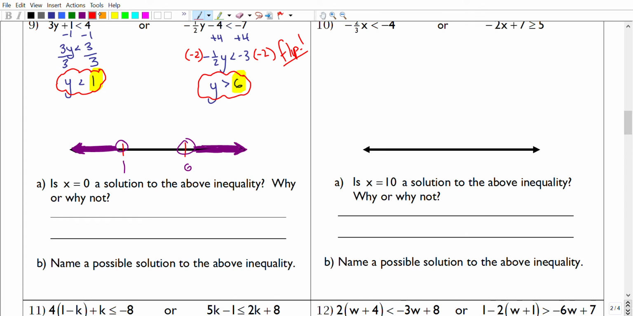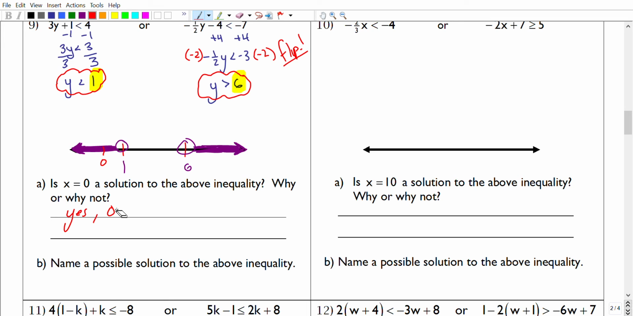Where would 0 be on this number line? What numbers are between 1 and 6? That is the non-shaded region right here. Well, it would be 2, 3, 4, 5, right? 0 is less than 1, so 0 would actually be over here. So you ask yourself, is 0 in the shaded region? Yes, it is. So you would say yes.